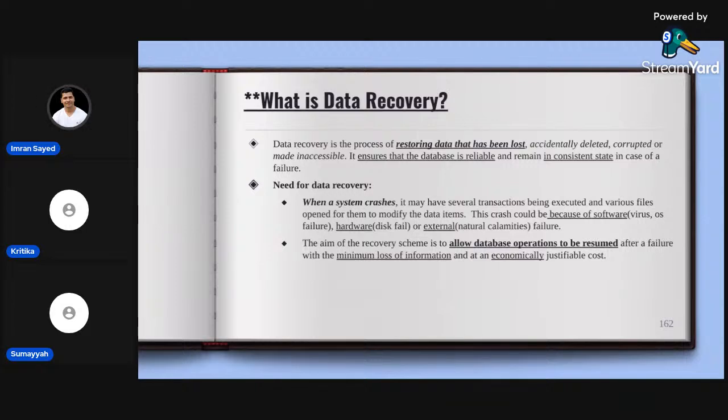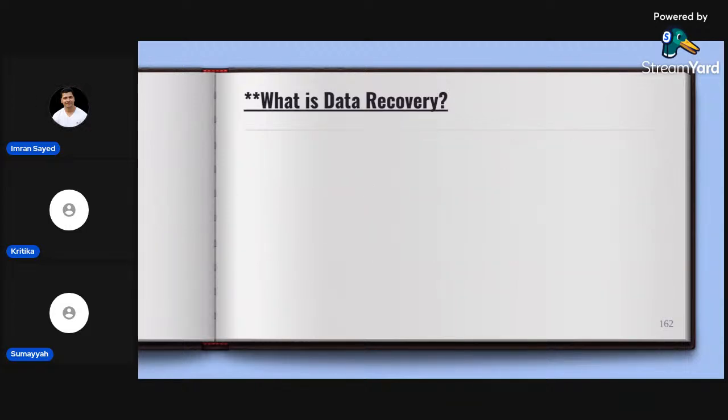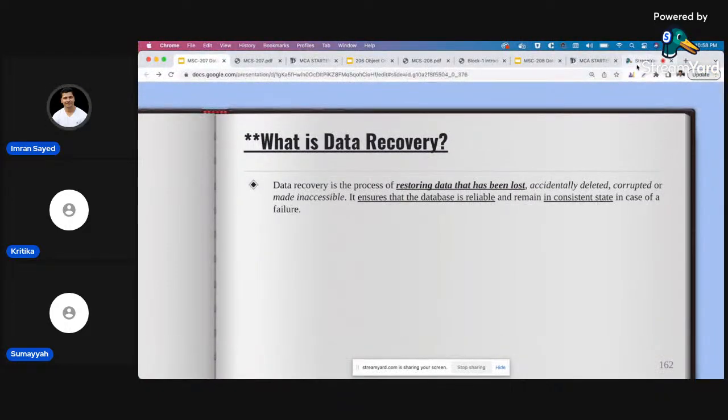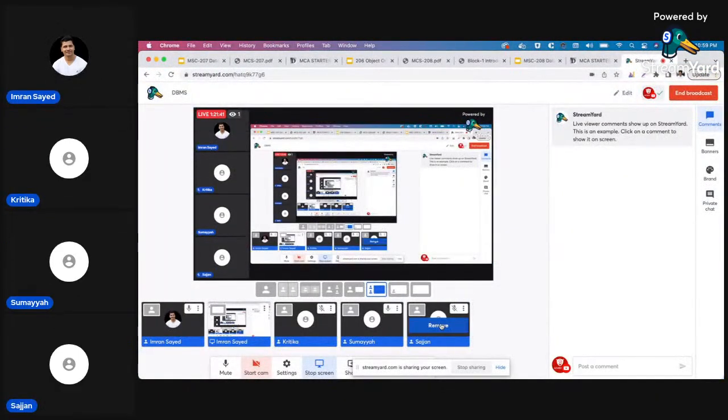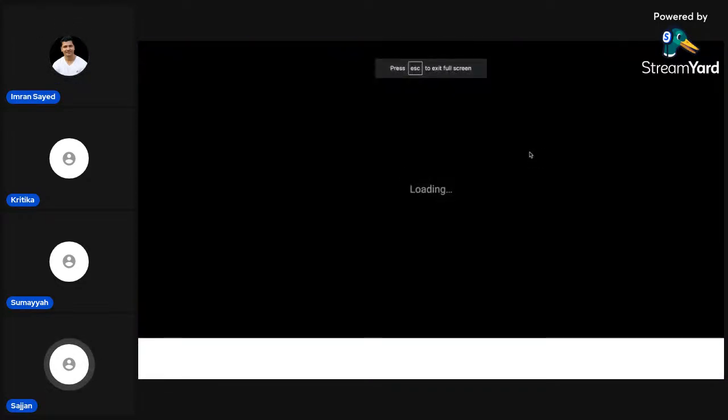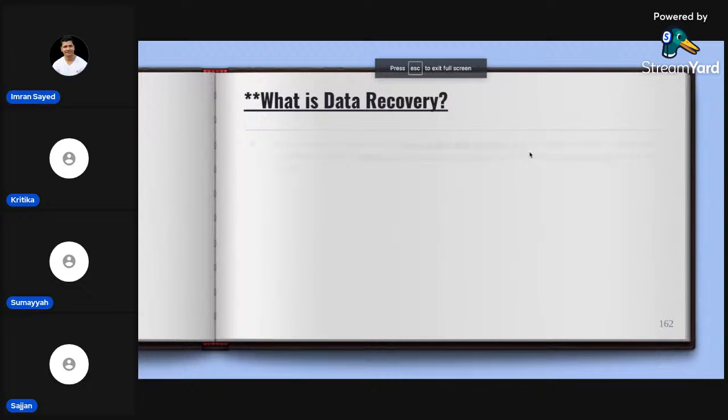Okay, Sajan, you there? Sajan left. Okay, so Maya, can you read this? One second, let me just check if he's there. Oh, again, he's gone out of the stream. Sajan, are you there? Yes, I am here. Okay, can you read? Sure.